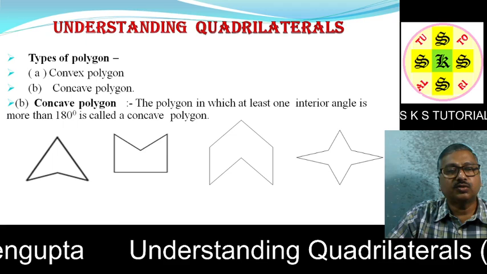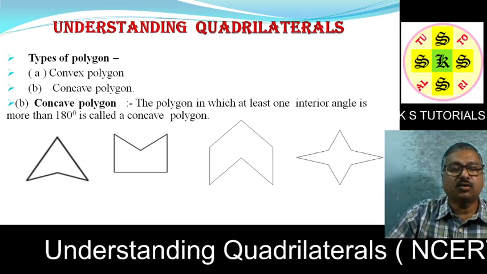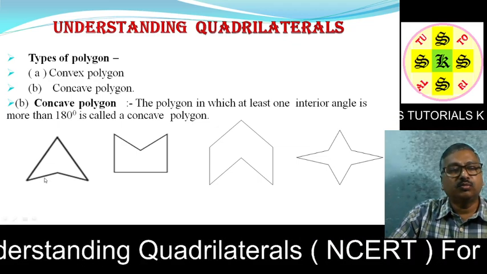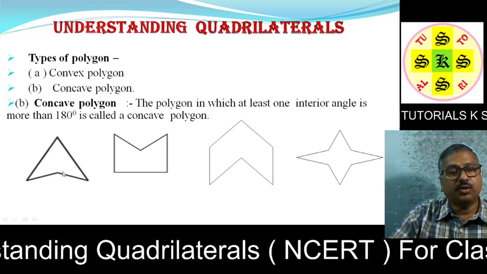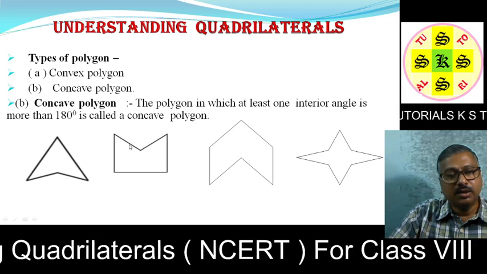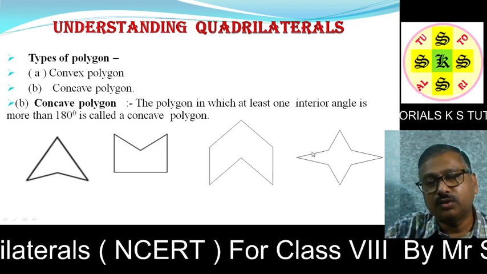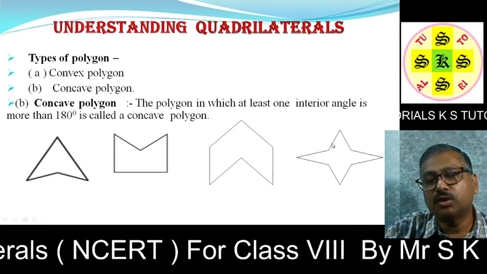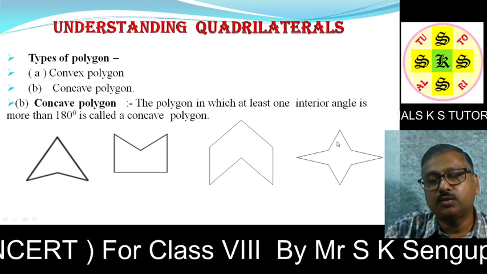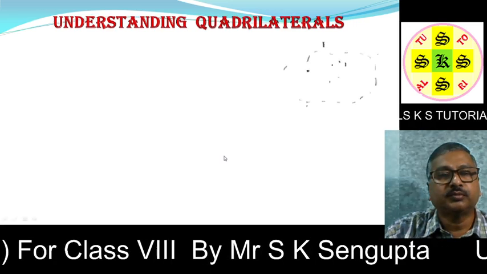Convex polygons are those whose interior angles are all less than 180 degrees, and concave polygons are those in which at least one angle is more than 180 degrees. One angle means interior angle. We are talking about interior angles. This interior angle is more than 180 degrees. This angle is also more than 180. This angle is more than 180. Now in this figure there are four interior angles which are more than 180 degrees. But this angle is less than 180 degrees, no problem. At least one angle should be more than 180 degrees. Then the polygon is known as a concave polygon.